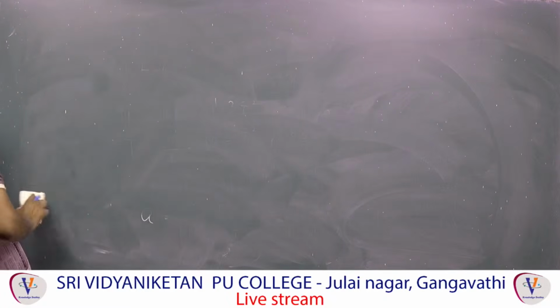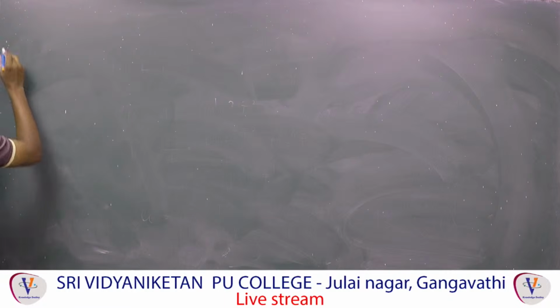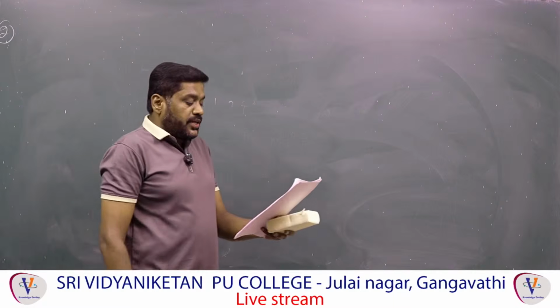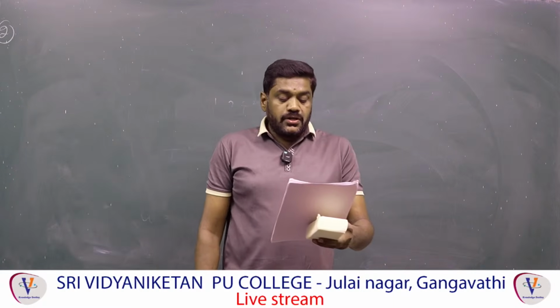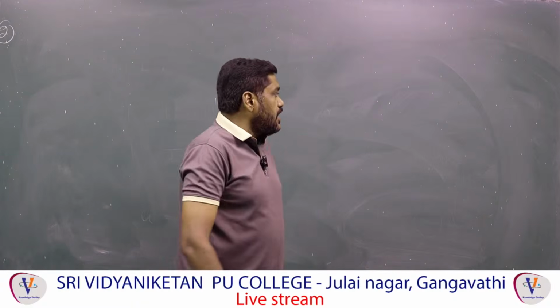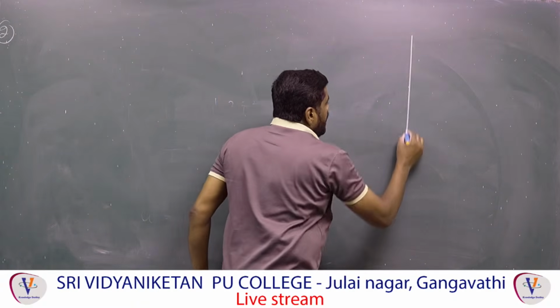Let's go for question number 2. Question number 2 is what? A body dropped from the top of a tower falls through 40 meters during the last 2 seconds of its fall. The height of the tower is what they are asking. For example, this is the height of the tower.